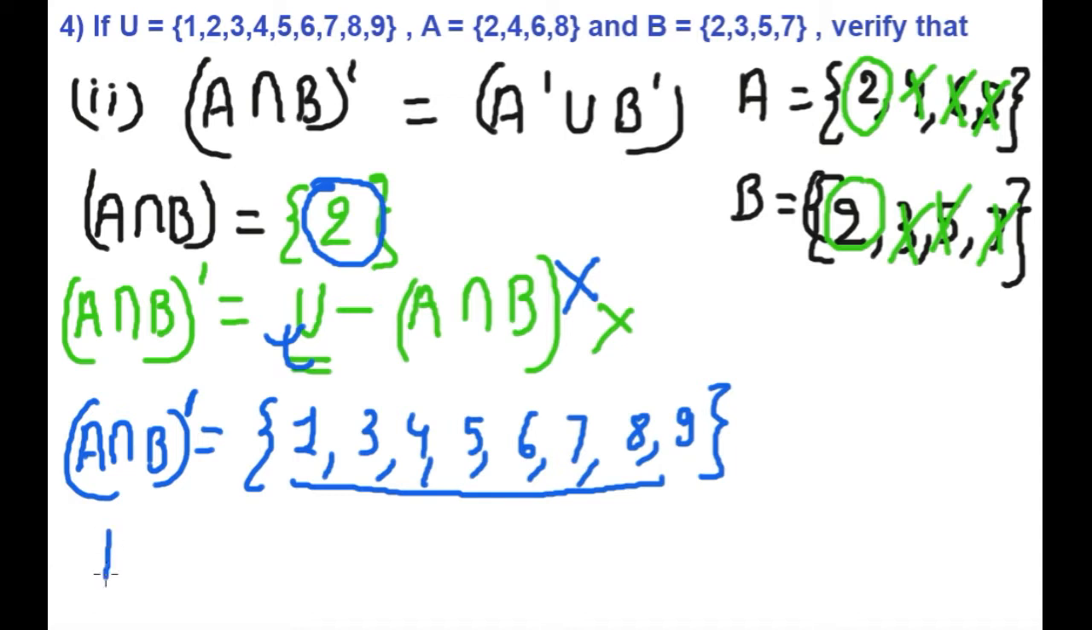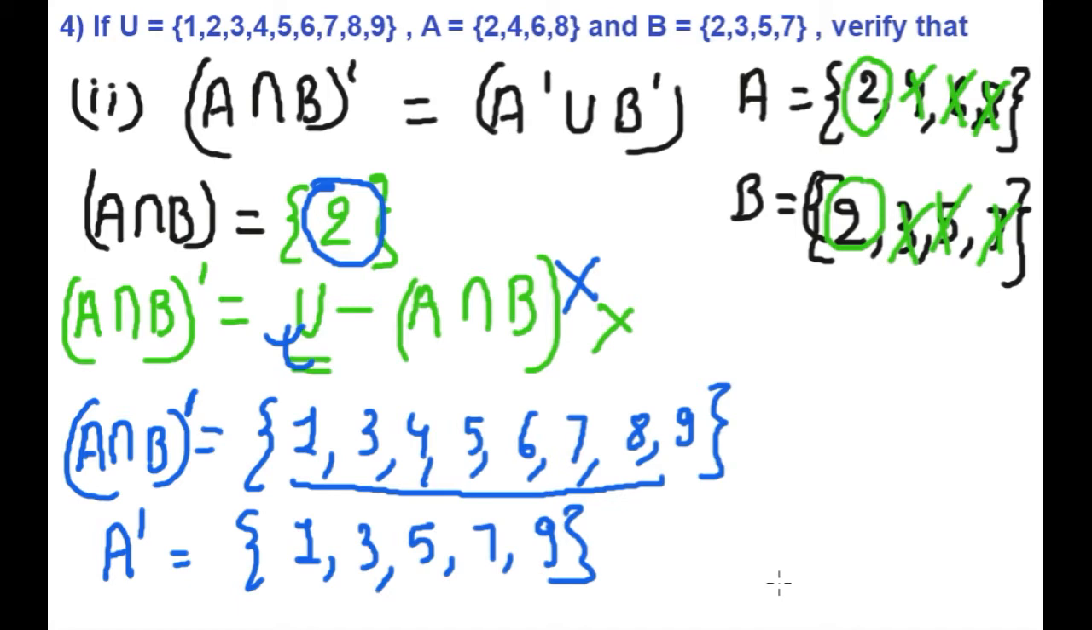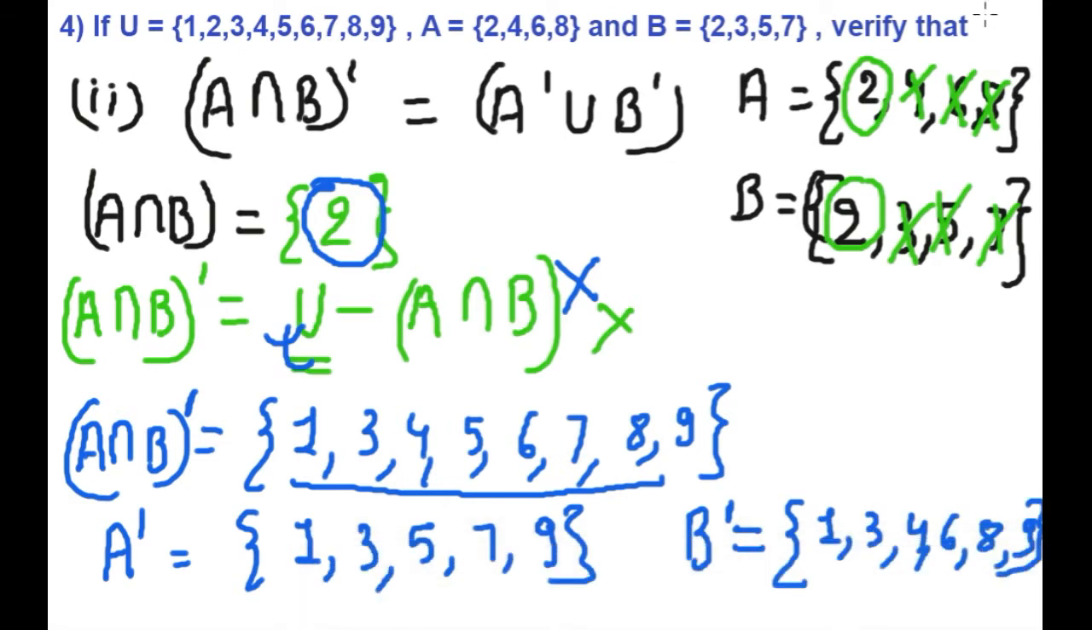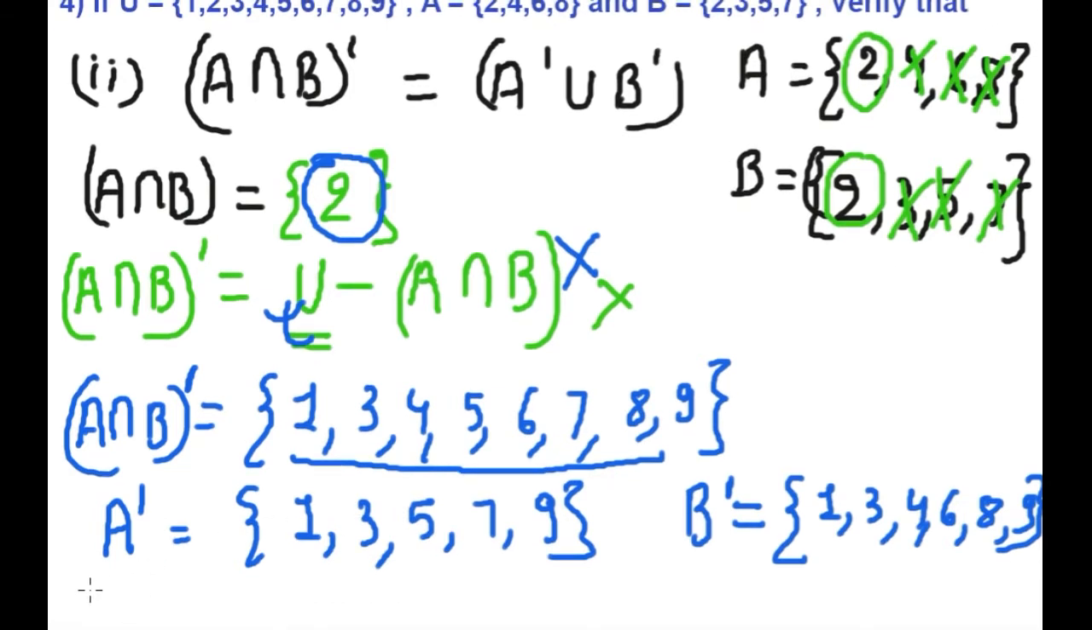Now come to A complement. In the previous question we already found A complement. It was 1, 3, 5, 7, 9. Now B complement. Again, in the previous question we already found what B complement is. It was 1, 4, 6, 8, 9. Now we will write A complement union B complement.